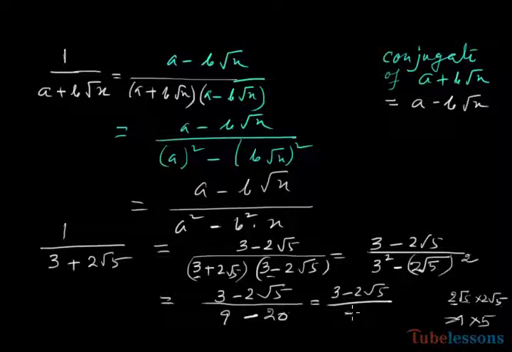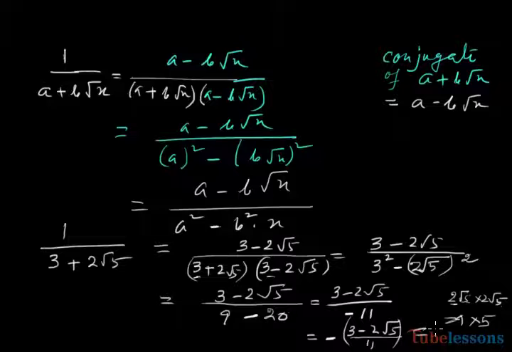So now it is minus 11. Or we can write it this way: minus of 3 minus 2 root 5 by 11. Or we can write another way also: 2 root 5 minus 3 by 11.